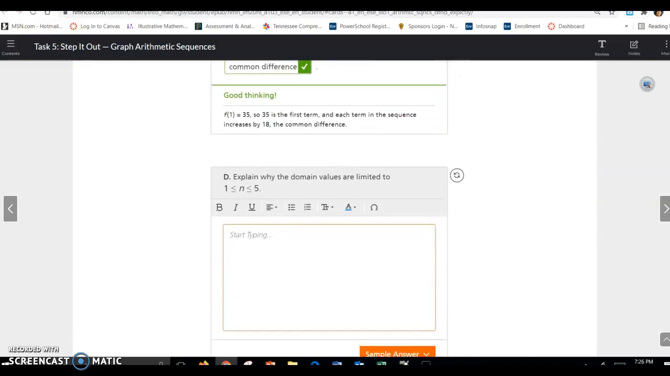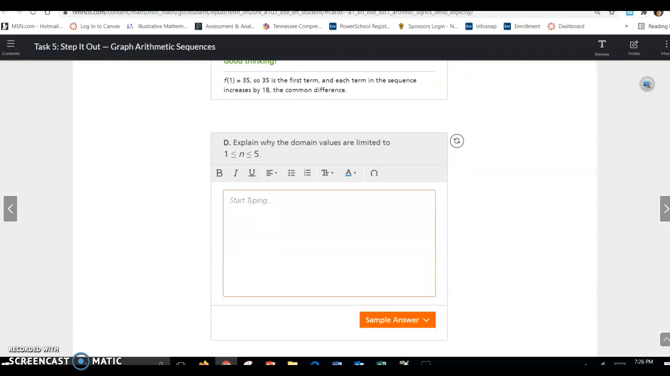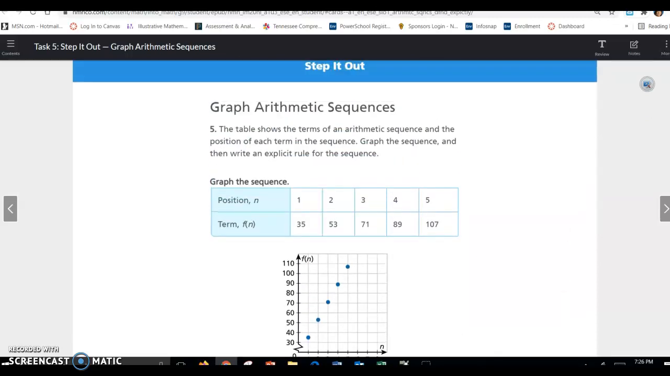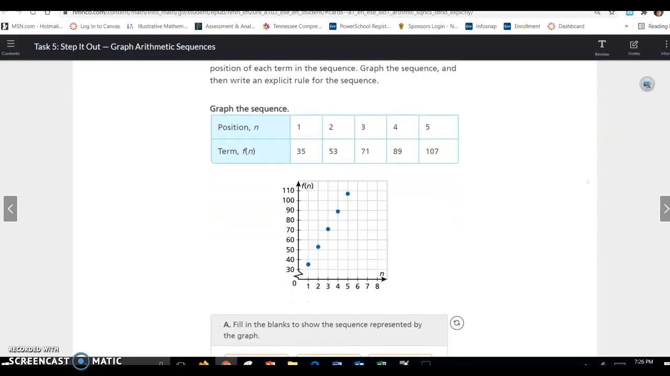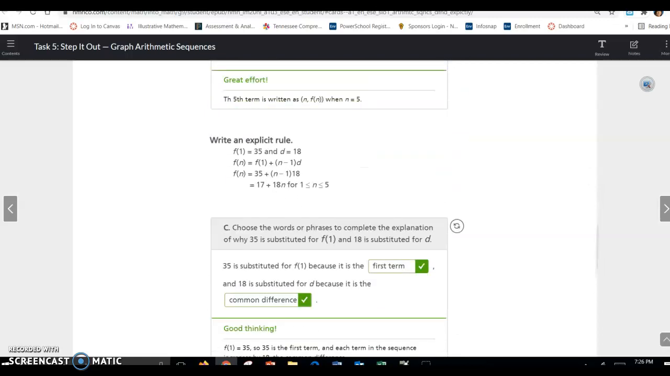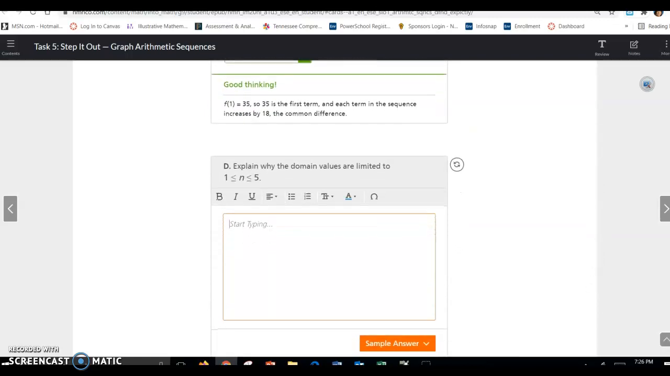All right, part D. Explain why the domain values are limited to n between 1 and 5. It's just limited because that's all that's in the table. That's all we're looking at. I don't think it really says why. The table shows the terms of an arithmetic sequence. Graph the sequence and write an explicit rule. So that's all we're given. So we're not going to worry about anything beyond 1 and 5. So this is the domain given. That's the numbers that we work with.